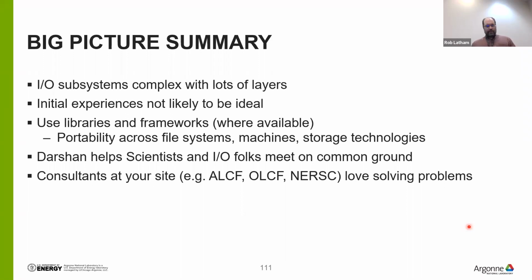Also, I want to point out before I go that all these sites, ALCF, Oak Ridge, NERSC, there are people on hand who love solving problems like this, who know all the tuning parameters, or if they don't know every tuning parameter, know how to talk to me or people like me. And there's no need to suffer in silence if you have poor IO behavior out of the box. We can all work together and figure out where the problem lies.